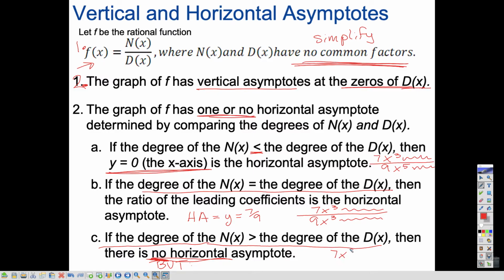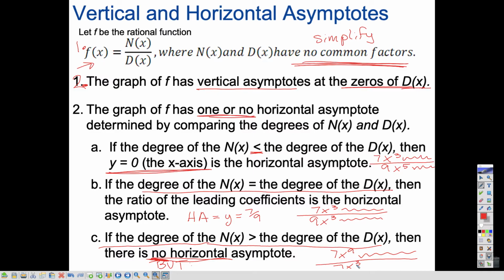So let's see, 7x to the 9th over 7x cubed. Is the degree of the numerator greater than the degree of the denominator? Yes. So there would be none. This is why horizontal asymptotes are not hard to find. It's just a process. If the degree of the numerator is less than the denominator, what is my horizontal asymptote every time? 0.